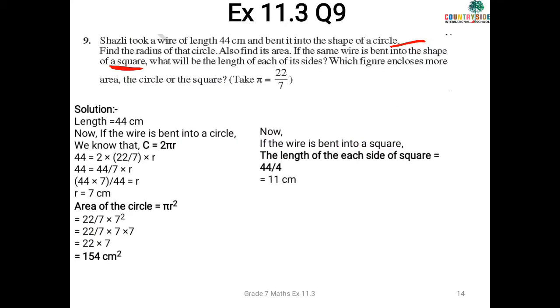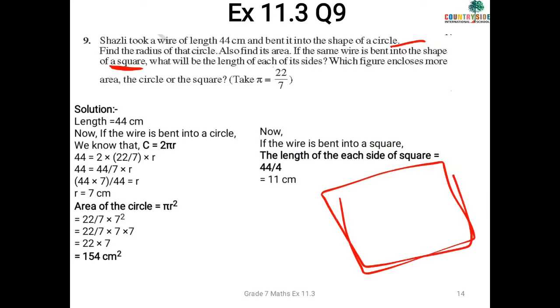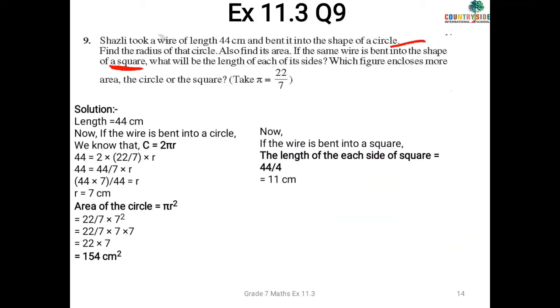See, the length of each side. If the total length is 44, for example, if the total perimeter of a square is 44, then each side is 44 divided by 4. Quite obvious, because a square has 4 sides. So 44 divided by 4, that is 11 centimeter.